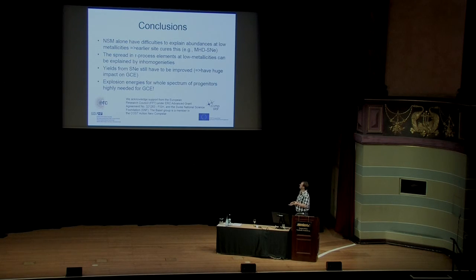So this brings me already to my conclusions. Neutron star mergers alone have difficulties to explain the abundances at low metallicities. An earlier site is needed for this, in the halo at least. The spread in r-process elements at low metallicities can be explained by inhomogeneities of the galactic halo. And yields from supernovae still have to be improved. They have huge impacts in galactic chemical evolution. With this, I'd like to thank you very much for your attention.